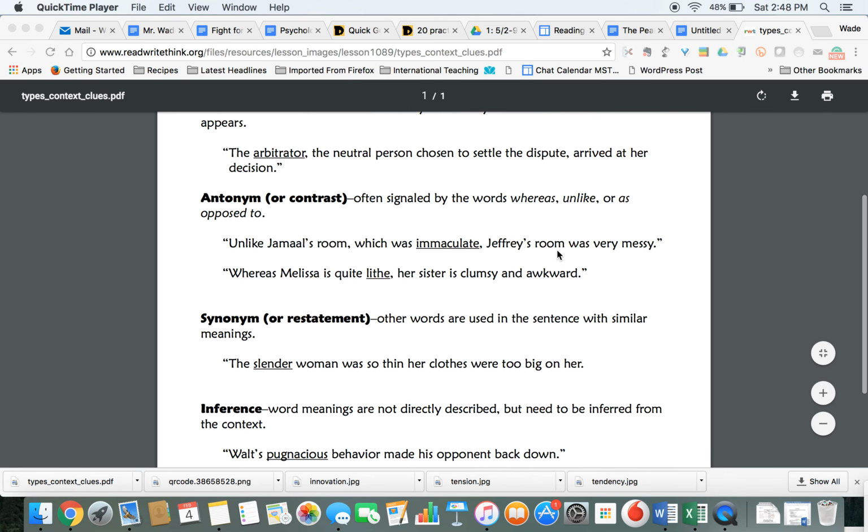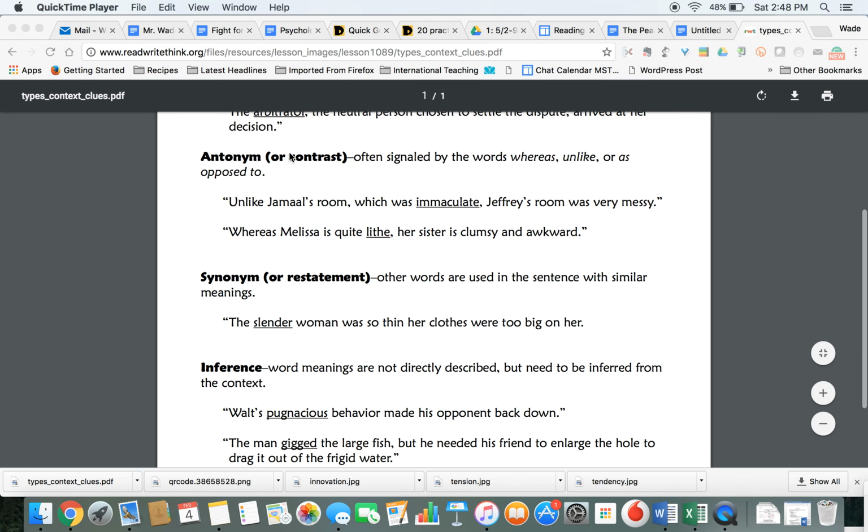The second type is an antonym or a contrast. Remember, antonyms are opposites. So these are often signaled by the words whereas, unlike, or as opposed to. So when you see any of these phrases, you're probably going to see an antonym context clue. "Unlike Jamal's room, which was immaculate, Jeffrey's room was very messy." So you can see the word unlike is used here, and this is an opposite, okay?